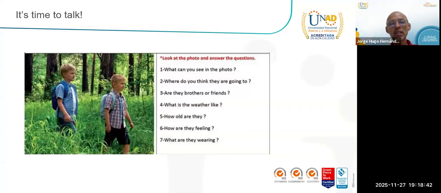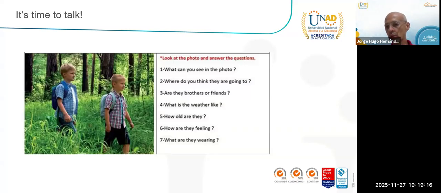Number 1, what can you see in the photo? You can see 2 young children walking in the forest. Number 2, where do you think they are going to? And here, you have to start supposing what the children are going to do or where they are going to. Yes, they are walking. That's right. But where are they going to?